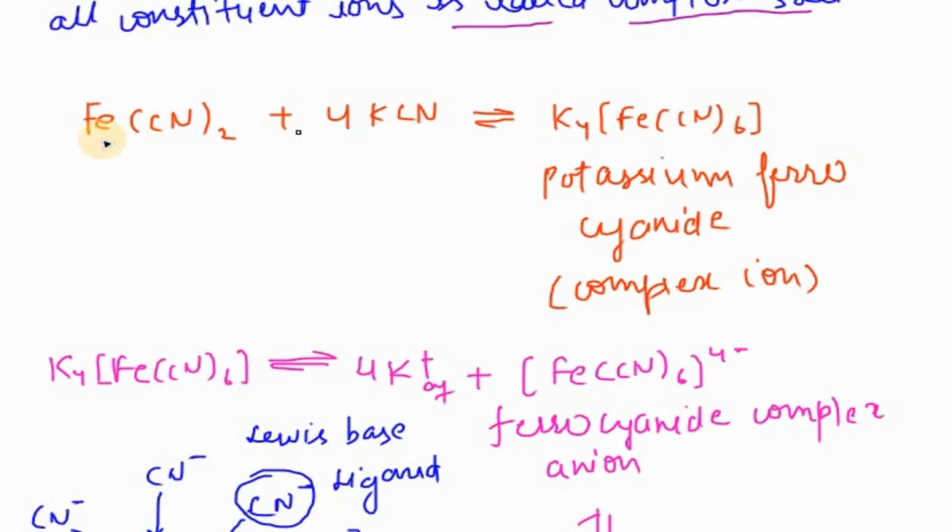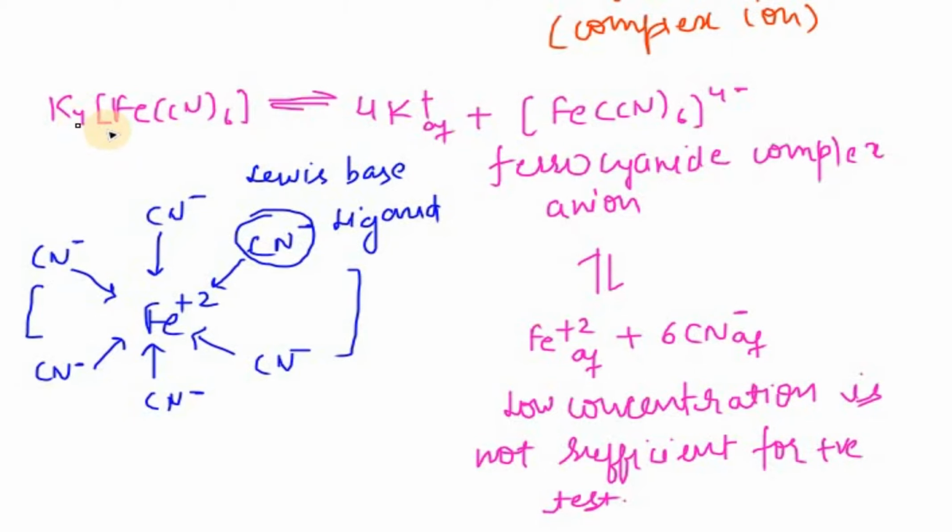So let's take an example of Fe(CN)2 plus 4KCN. If we form this complex, which is known as potassium ferrocyanide, this is a complex ion. In this complex ion, it will not give the test of iron, it will not give the test of cyanide, but it will give the test of potassium. That means Fe we will not be able to detect after forming this complex, and cyanide we will also not be able to detect. So if we have this K4[Fe(CN)6], it will give 4K+ in aqueous form and [Fe(CN)6]4-, which is known as the ferrocyanide complex anion.